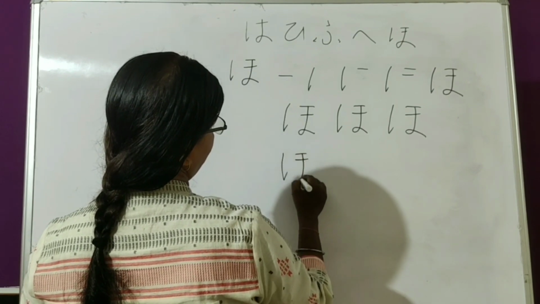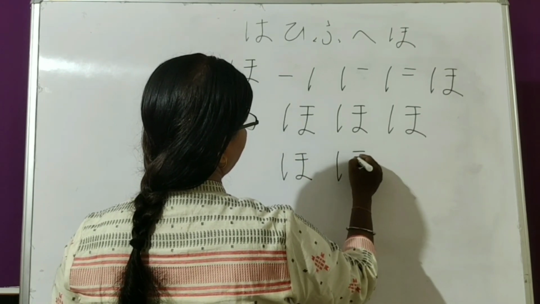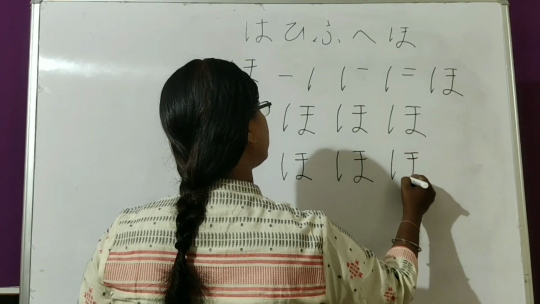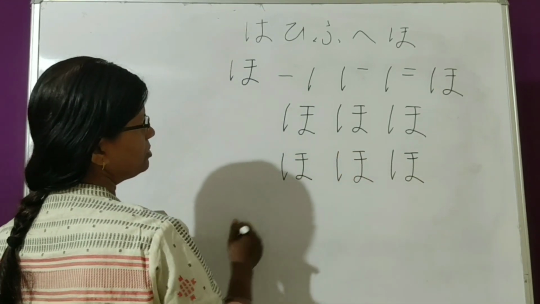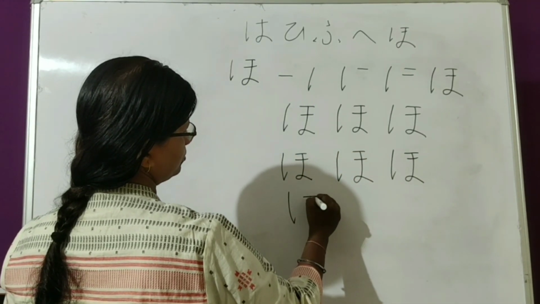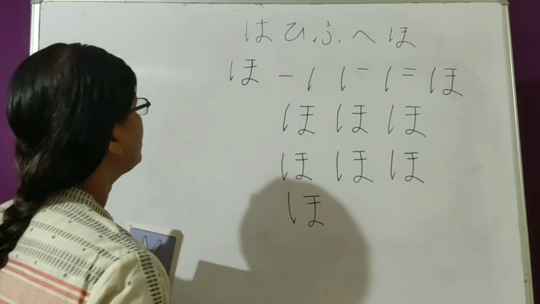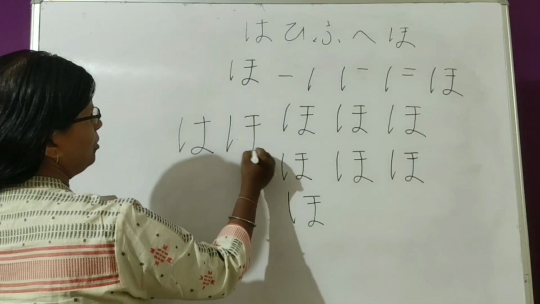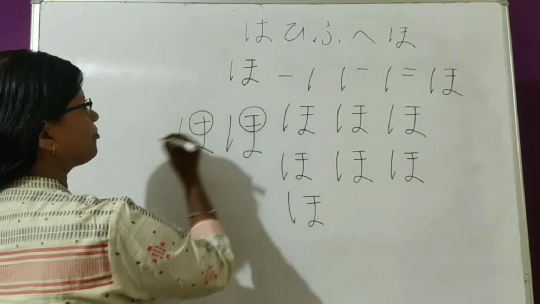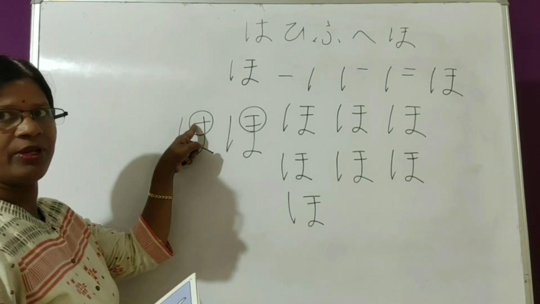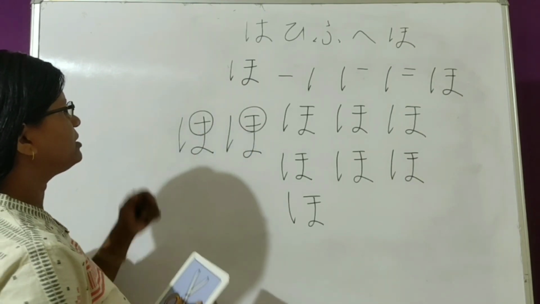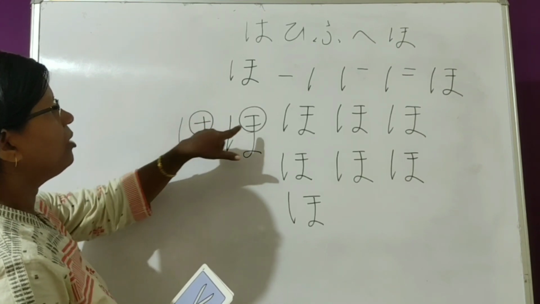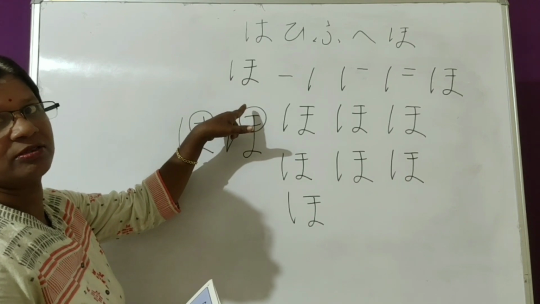It is a little bit similar to ha, but on the right side we have a single stroke in ha and a double stroke in ho. Okay, this is ho. The difference between ha and ho is this. First, here we have a single stroke, here a double stroke. The second is here we have a cross. In this one it should be a cross, but here it does not cross. Okay.